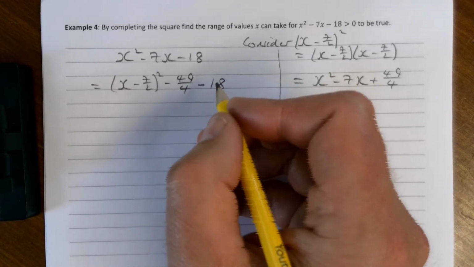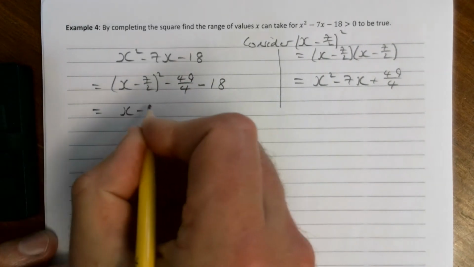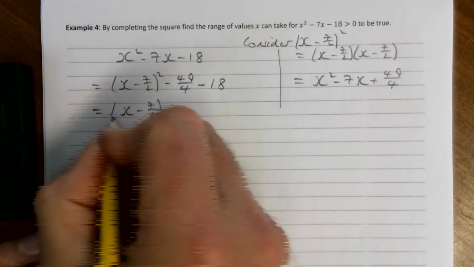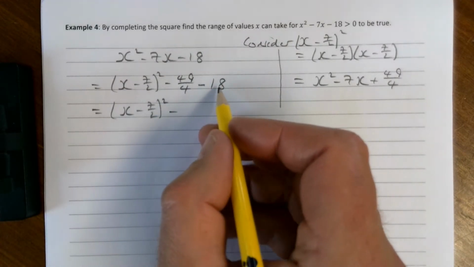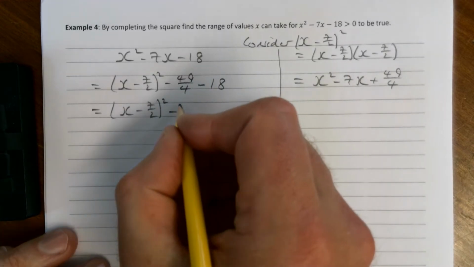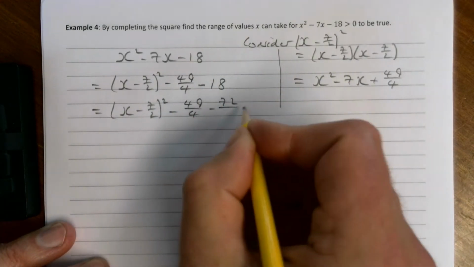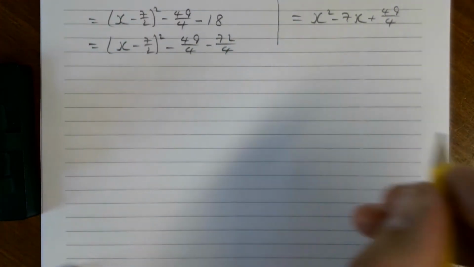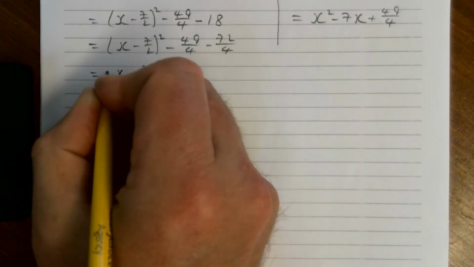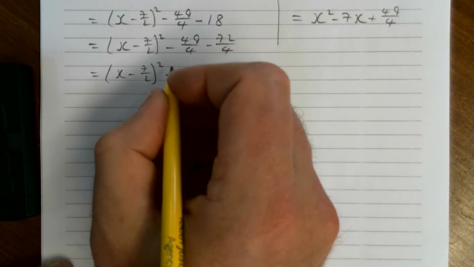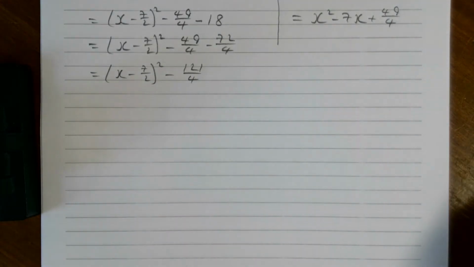We're going to solve this equation, so we're going to put it equal to 0, but we'll tidy this up first. So it's x minus 7 over 2 all squared, take away 18. Let me consider this. So it's 18 times 4. If we just go 49 over 4, take away 72 over 4, that then will be x minus 7 over 2 all squared, take away 121 over 4.